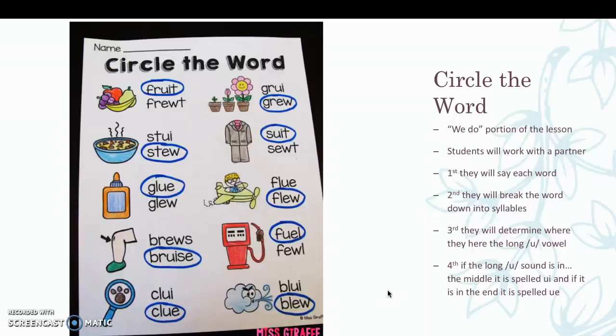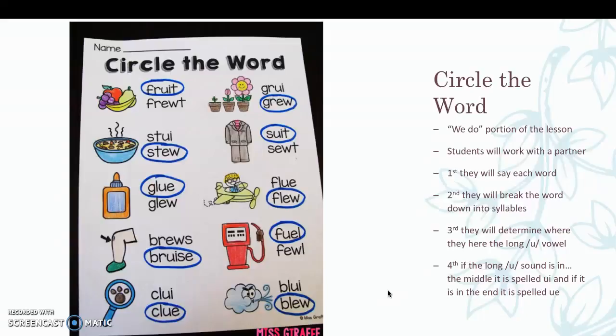In this activity, students will have an assigned partner that they will be working with to determine how to spell words correctly with the long U vowel. They will have several steps that they must do before choosing a word, and these steps were also implemented during the I do portion of the lesson.